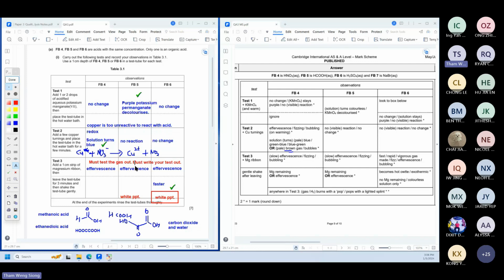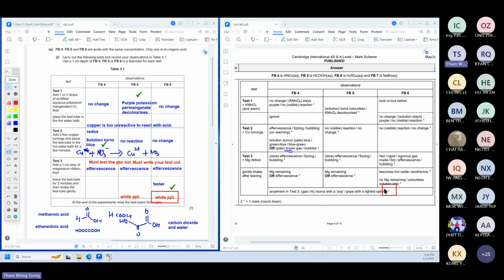So any time you see effervescence, right, I don't care what you do, write out the test. Even if no time to run the test, write out the test. Worst case scenario, wrong, maybe it's not hydrogen gas. But if it's hydrogen gas, you get the 1 mark. Worst case scenario, you say, sir, sorry, I forgot acid and metal react to form hydrogen gas. I thought acid and metal react to form carbon dioxide.